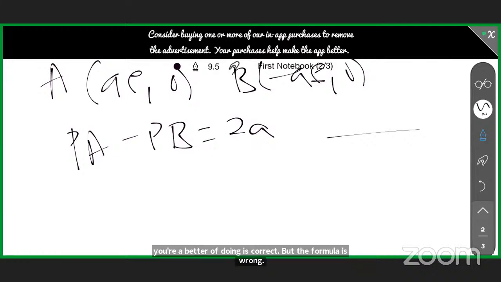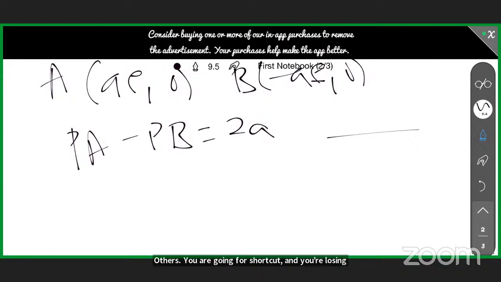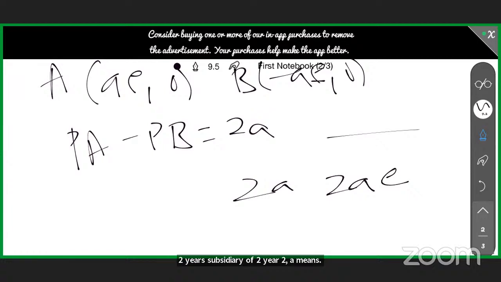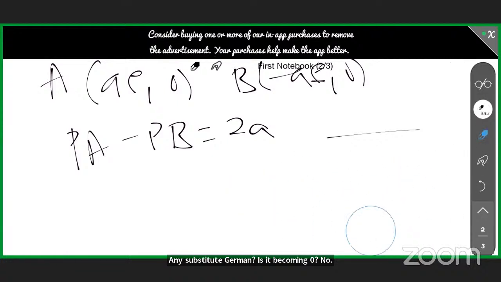Others, you are going for shortcut and you are losing marks. Most of you told y is equal to 0, y is equal to 0, wrong. 2a, substitute the value of 2a. 2a means 2ae. When you substitute, is the denominator becoming 0? No. Nobody is going for that work. Everybody is going for shortcut. Purposefully, I gave this question.